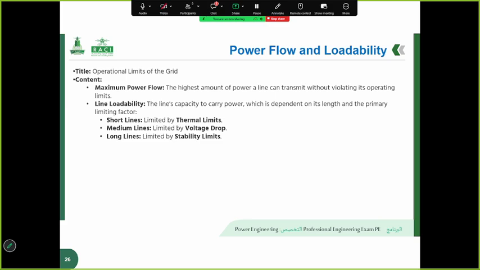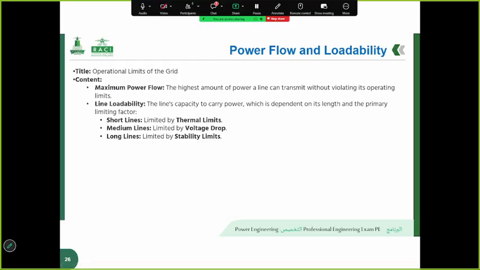Line loadability is a measure of a line's capacity to transport power. This capacity is not constant and is influenced by the line's length. The primary limiting factor changes as the length of the line increases. We can categorize lines into three groups based on their length and corresponding limits.